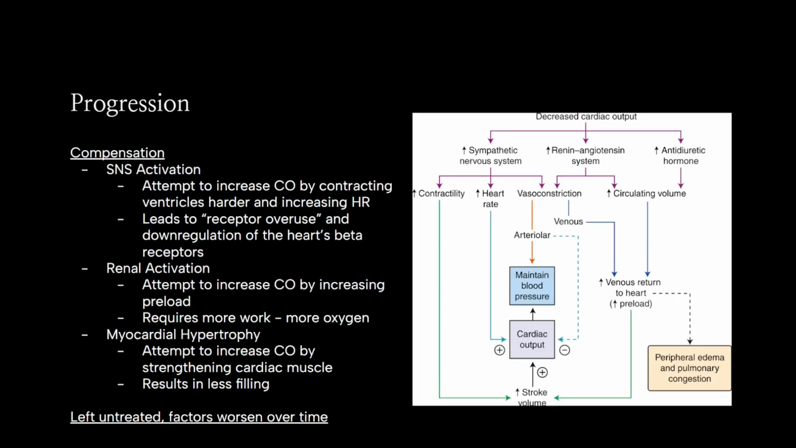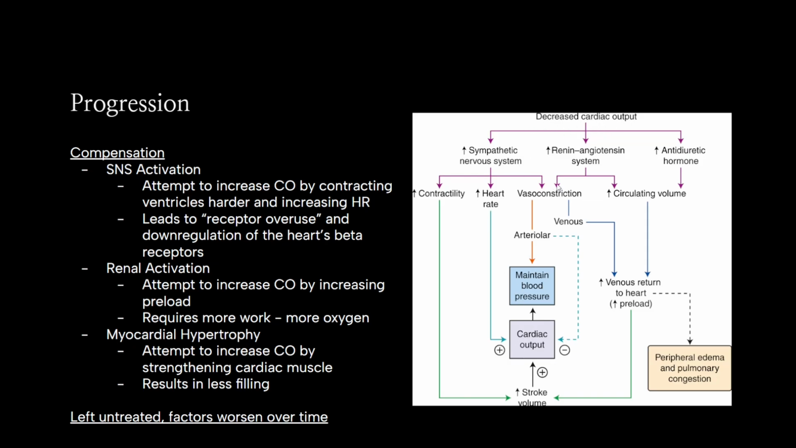Now we'll go to progression. So what this looks like is there's a few different ways. There's sympathetic nervous system activation. This is an attempt to increase our cardiac output by contracting the ventricles harder and at a faster rate. So basically trying to increase our contractility and heart rate to increase our cardiac output. So more contractility, more stroke volume, more cardiac output. You can kind of see by this chart here.